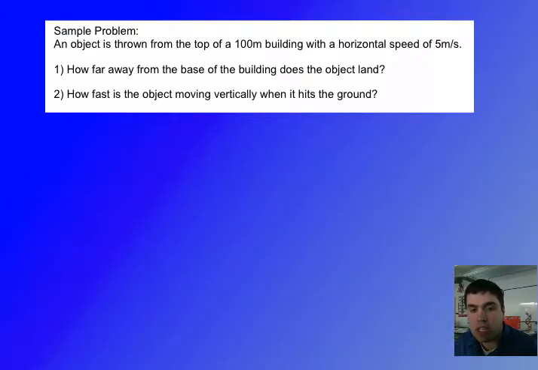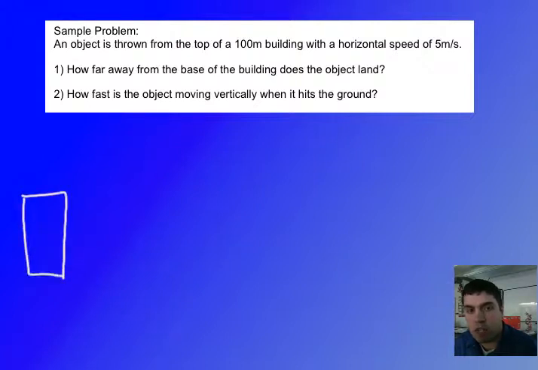So now let's take a look at a sample problem here. This is one you could see on the Regents exam or on a test. An object is thrown from the top of a 100-meter building with a horizontal speed of 5 meters per second. How far away from the base of the building does it land, and how fast is it moving when it hits the ground? So first off, let's start by drawing out our scenario.